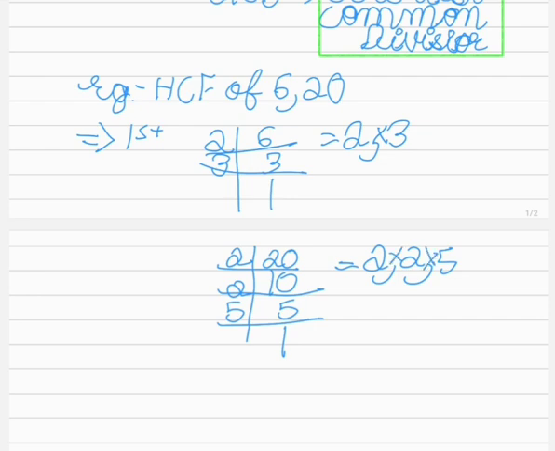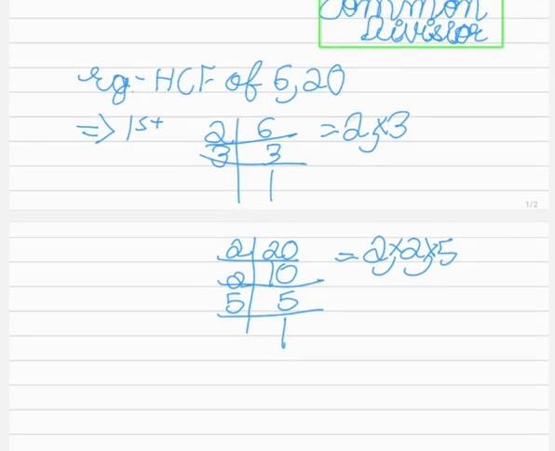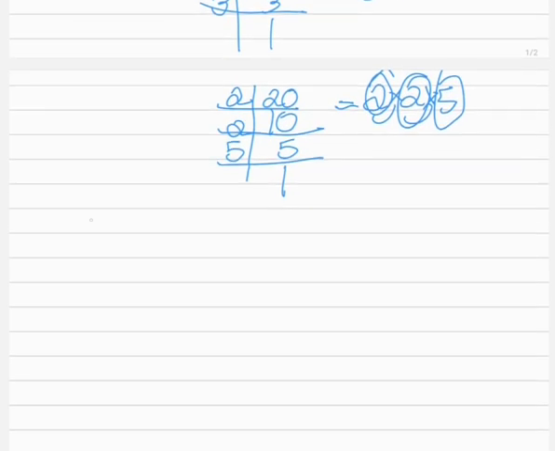So the common factor is only 2. See how we can find it. There is only one 2 repeating in both numbers. In 6 there is 2 and 3, and in 20 there is 2, 2 and 5. But we have taken only one 2 as common, because in 6 there is only one 2. So our HCF will be 2 only.